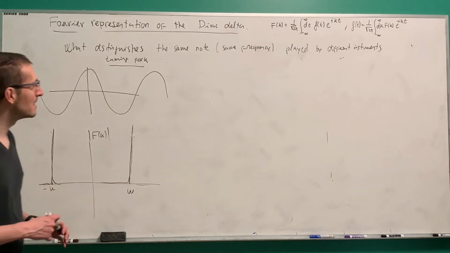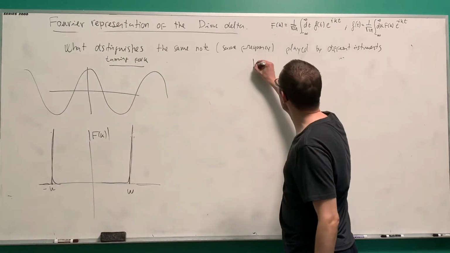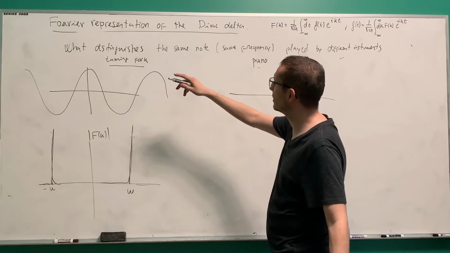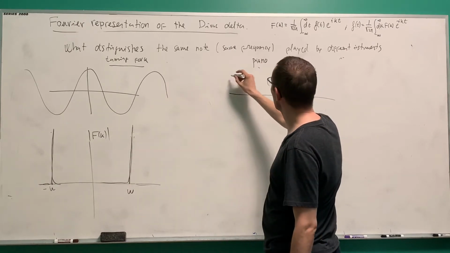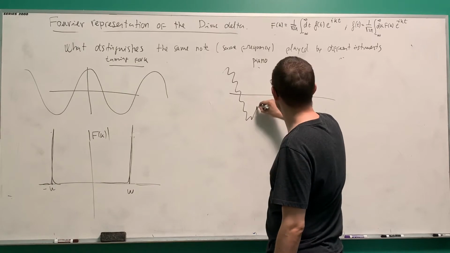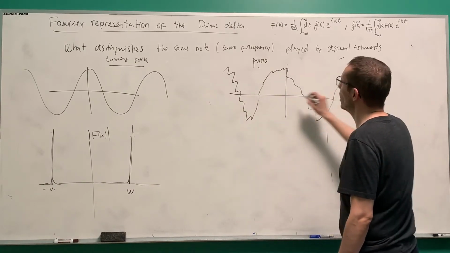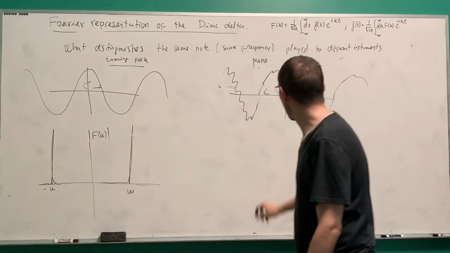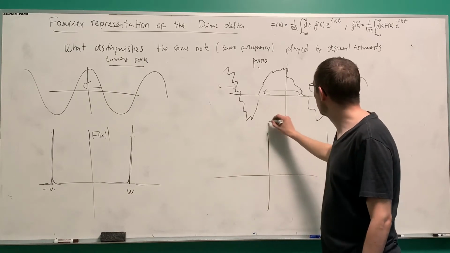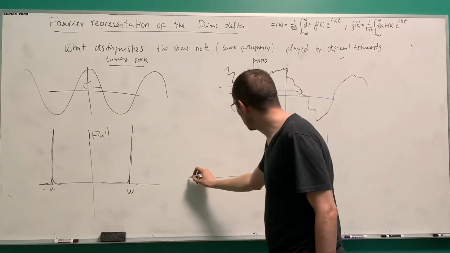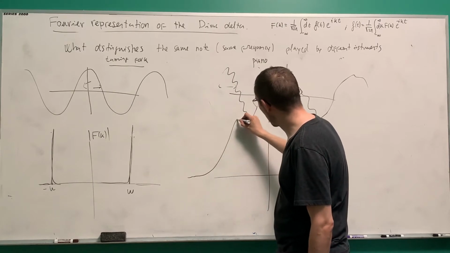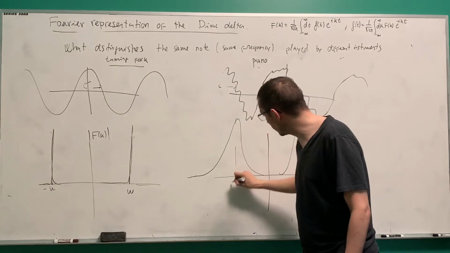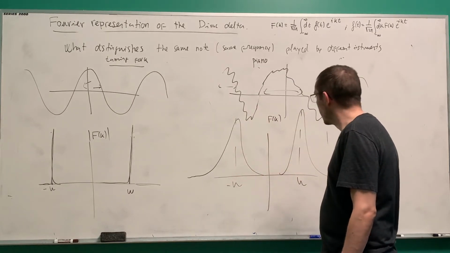Now, what happens if we play the same note with a piano? Well, with a piano, the vibration of the string, in the box and so on, is not going to look like that. It's going to look like this, with the same period and amplitude, that should be the same as here, because it's the same note. And if you do the Fourier transform, then you see that in the Fourier spectrum, this thing contains frequencies around the main frequency.